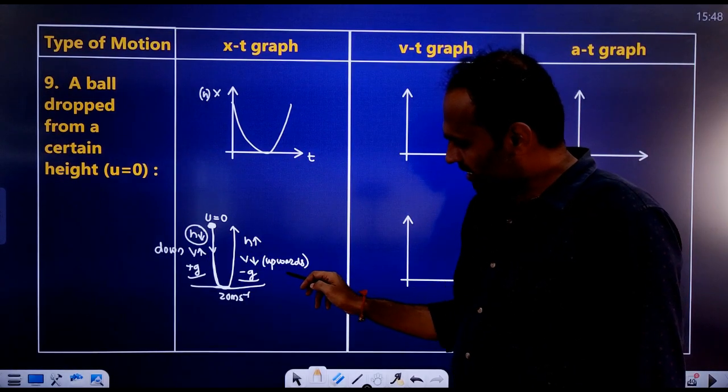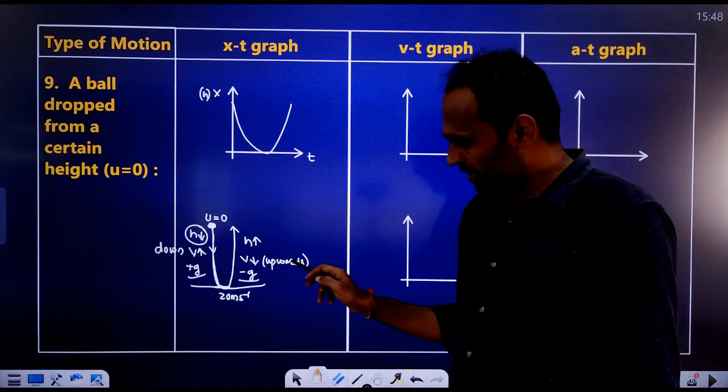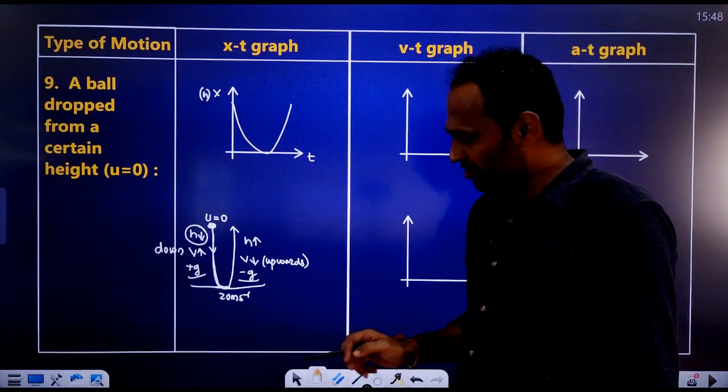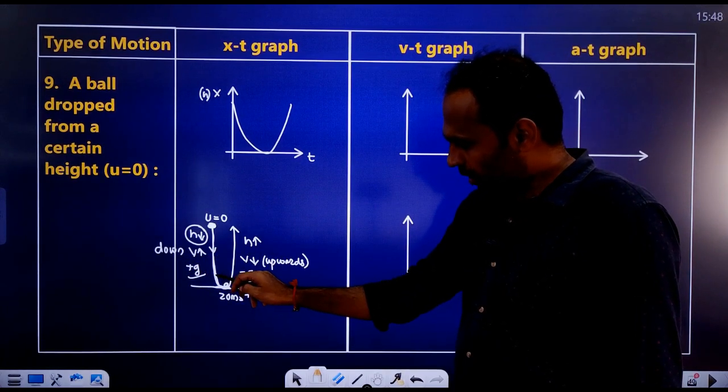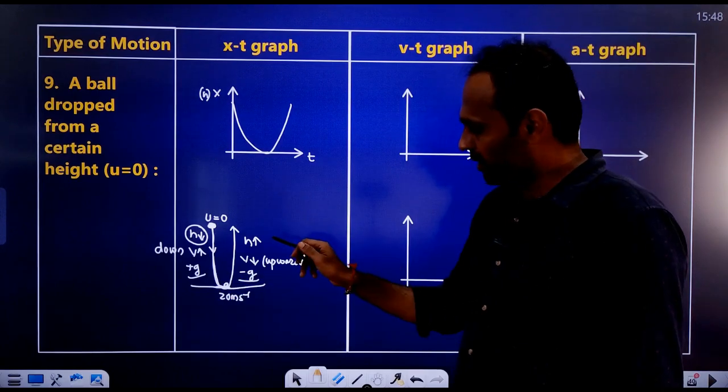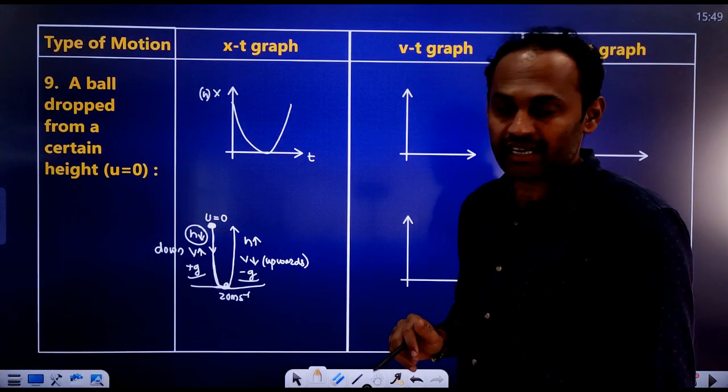In the second half, the velocity direction has reversed. It was down, here it is up. Direction of velocity suddenly got changed. On reaching this point, the downwards velocity suddenly became upwards. And what is happening for the velocity? It is decreasing.